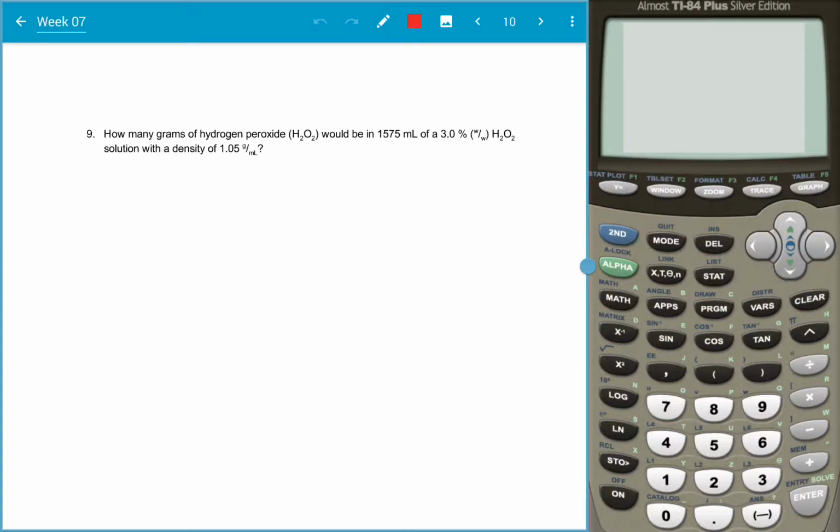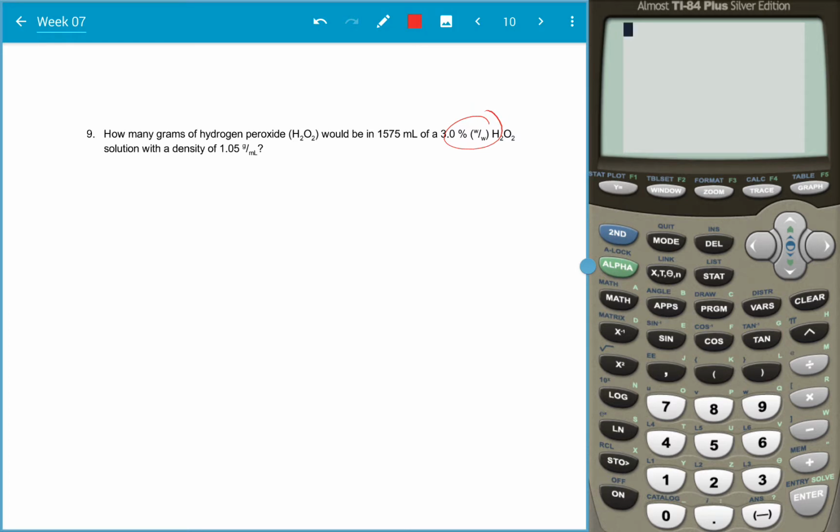How many grams of hydrogen peroxide, H2O2, would be in 1,575 milliliters of a 3.0% weight-to-weight H2O2 solution with a density of 1.05 grams per milliliter? So the first thing I look for is my concentration unit.